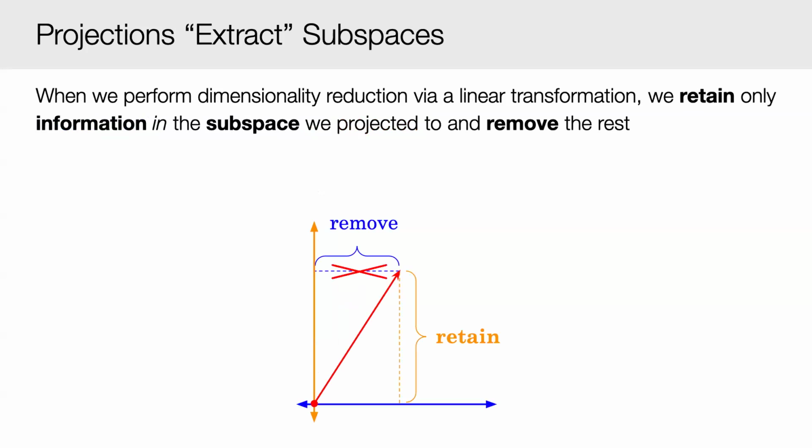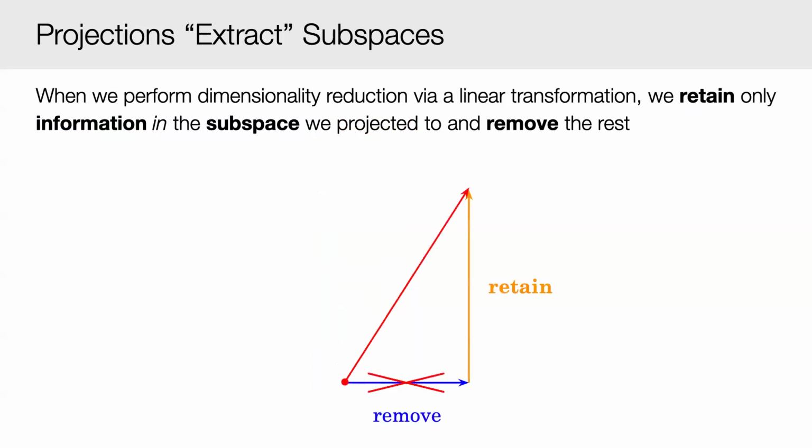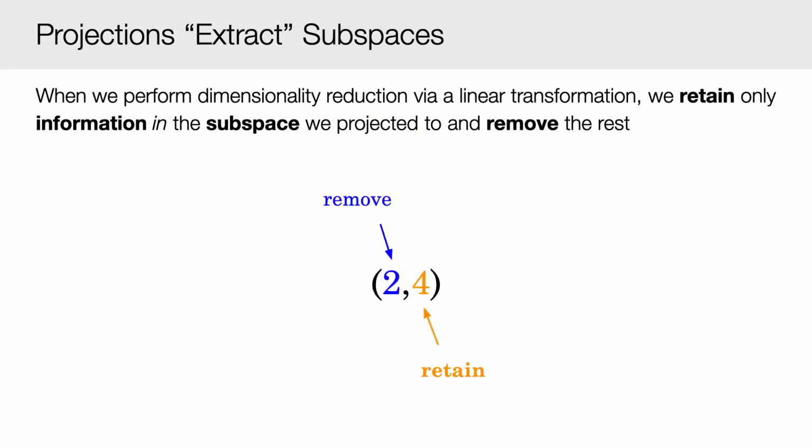Once again, we have this vector. We want to remove the x component and only keep the y component, like so. And this is the same thing, but just with the numbers, the coordinates, right? Keep the second coordinate and remove the first one.